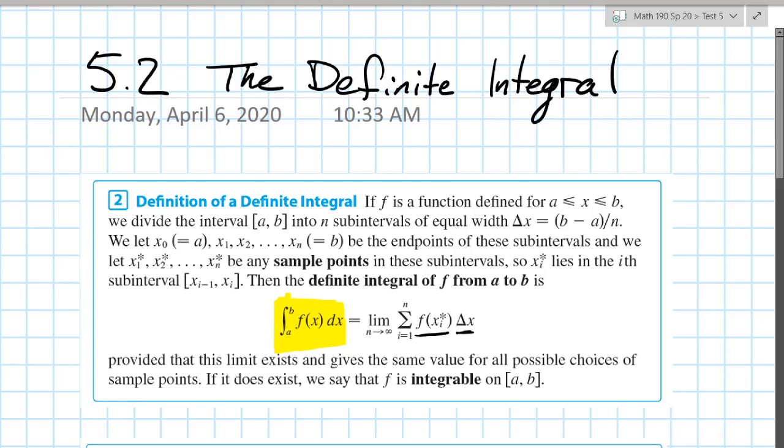What this part is saying, all possible choices of sample points, says that we can use left endpoints, right endpoints, midpoints, upper sums or lower sums, and they all should give us the same solution. And if they do, then it's called the integral of f from a to b. If this does exist, and if we can evaluate this, this should give us a number as an answer. We say that f is integrable on the interval from a to b.